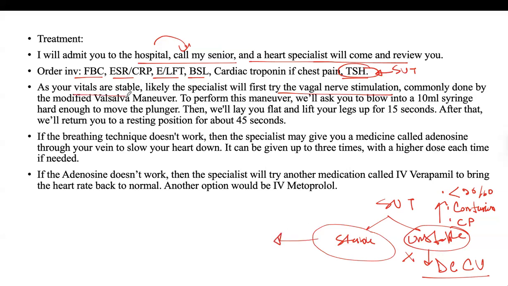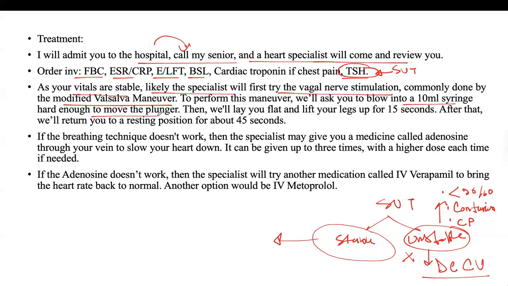As your vitals are stable, likely the specialist will try the vagal nerve stimulation. See what I'm saying: I'm not saying I am going to try it, I'm saying likely the specialist will try the vagal nerve stimulation, commonly done by modified Valsalva maneuver. To perform this maneuver, the specialist will ask you to blow into a 10 ml syringe hard enough to move the plunger.